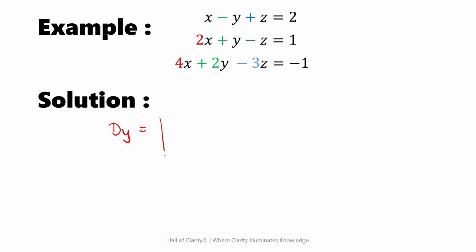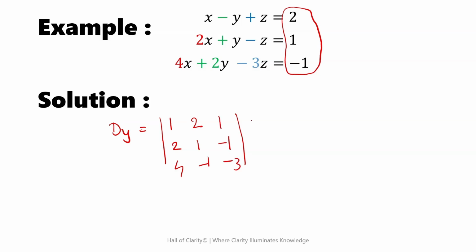dy. So dy will be written, column of coefficients of y will be replaced with constants as we have replaced column of constants of x in dx. Similarly we will do for dy. Column of coefficients of x will be written as it is, 1, 2, 4. Column of coefficients of y will be replaced with constants of respective equations, that is 2, 1 and minus 1. Similarly, coefficients of z will be written as it is. So 1, minus 1 and minus 3.